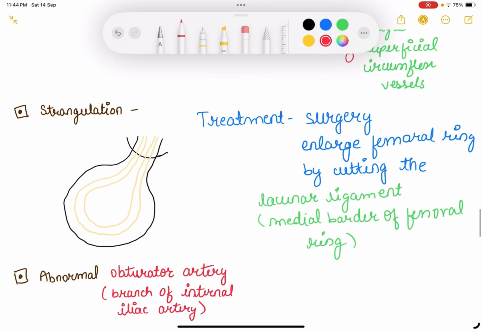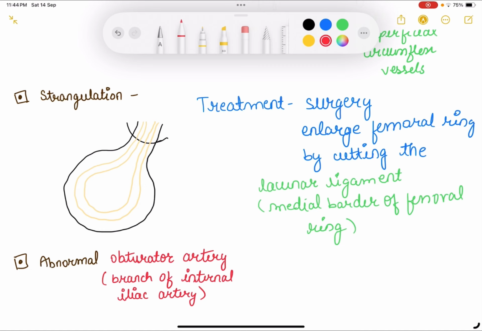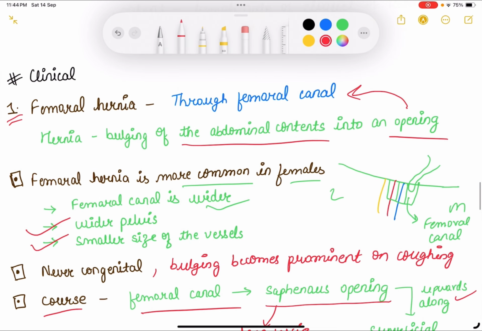Now what if there is strangulation? So now what is strangulation? So the hernia consists of two parts. This is the neck and this is the sac. So now in case of femoral hernia, our neck will be the femoral ring. This is our femoral ring, right? So this is the neck of the hernia and this will be the sac.